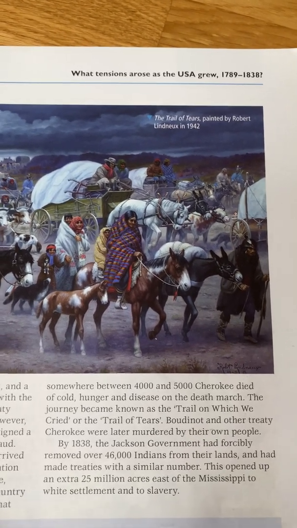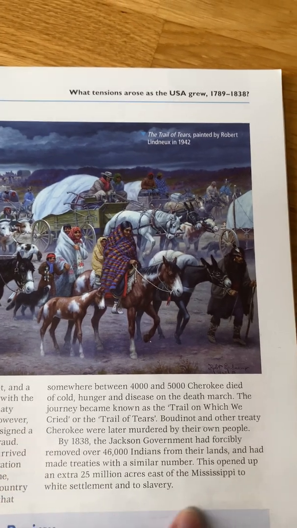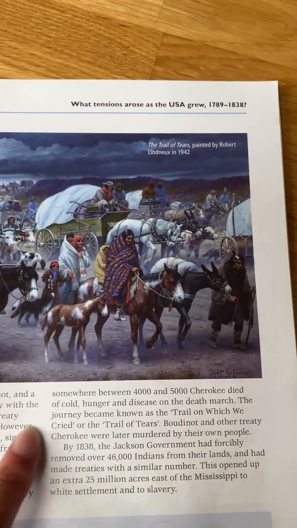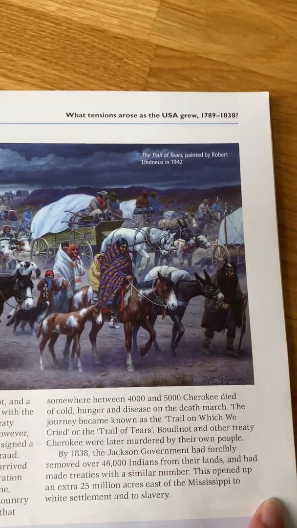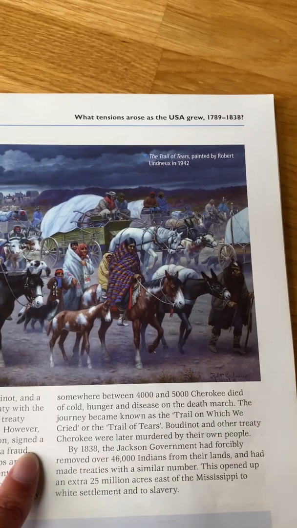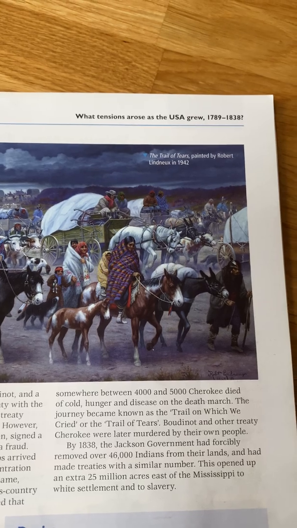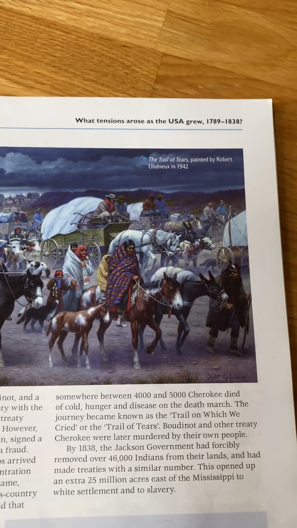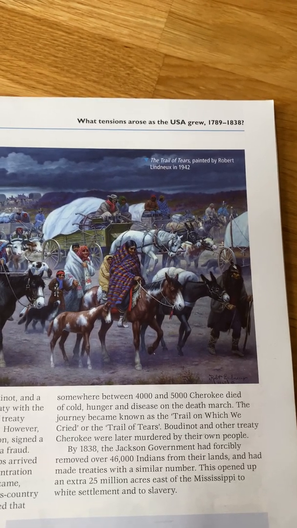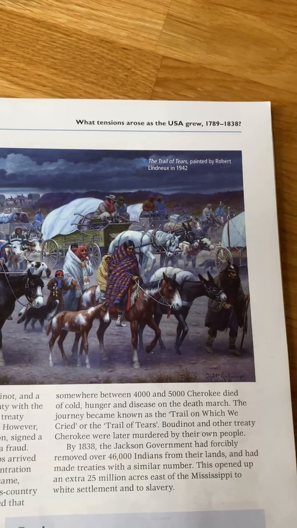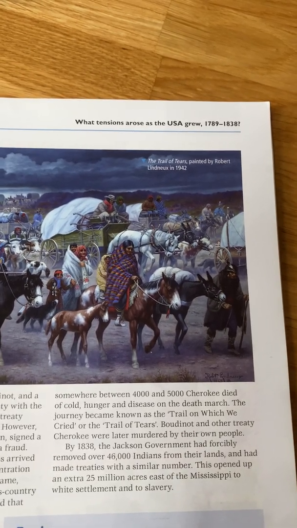And then to conclude, that's the impact that it has overall. The Indians are forced west, 25 million acres more added to white settlement and to the spread of slavery. And that's the end of chapter 1.